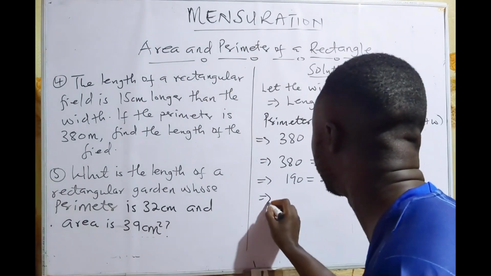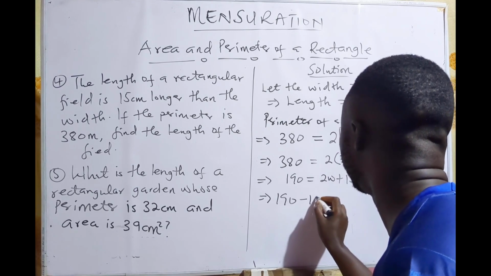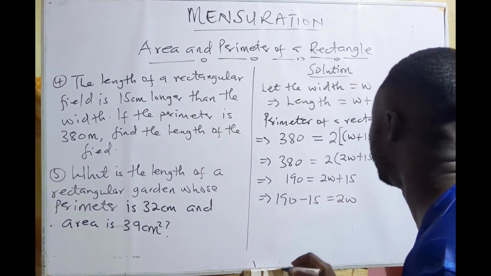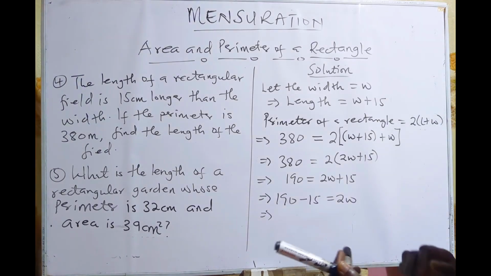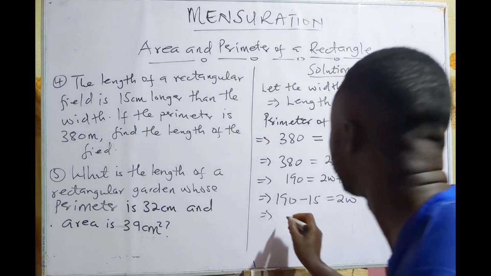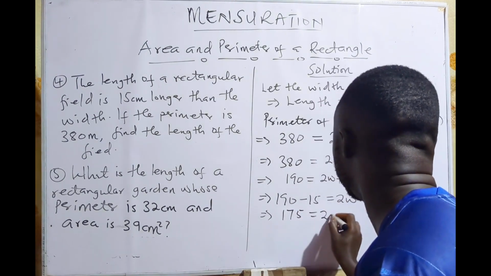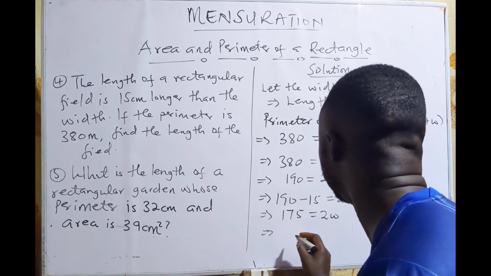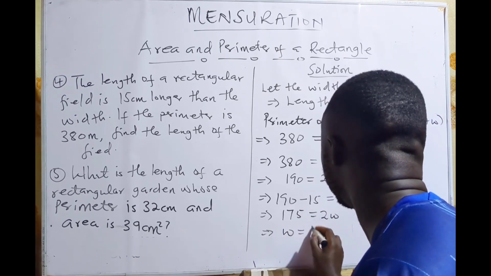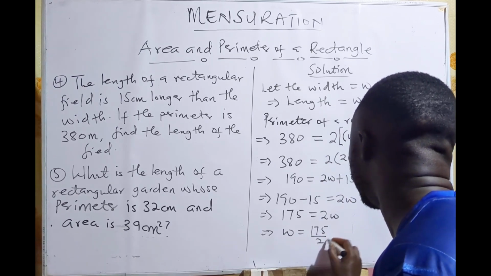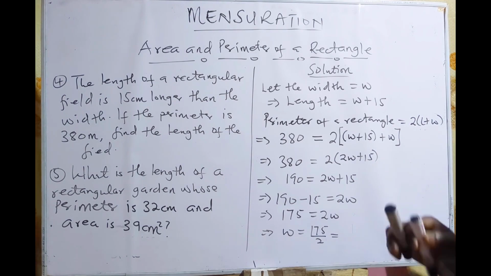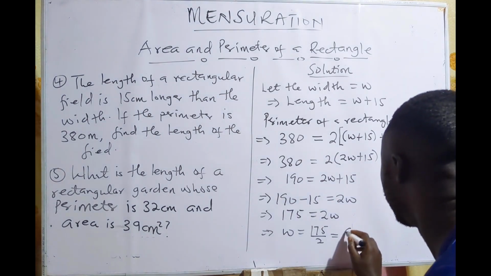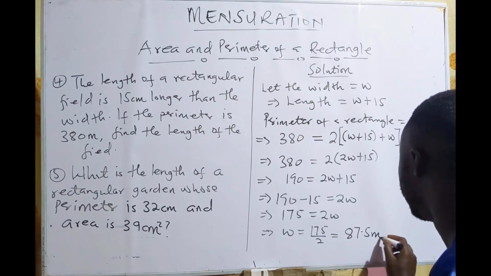Alright, so I'll have 190 minus 15 to be equal to 2W. And what is 190 minus 15? It will give me 175. So 175 is equal to 2W. Then let's divide through by 2. So W will be equal to 175 divided by 2. Okay, so 175 divided by 2 will give us 87.5. So the width is 87.5 meters.